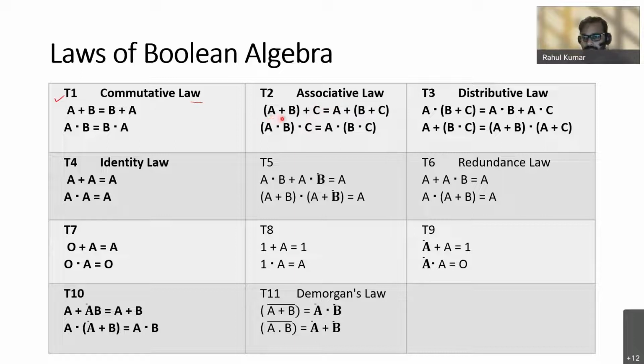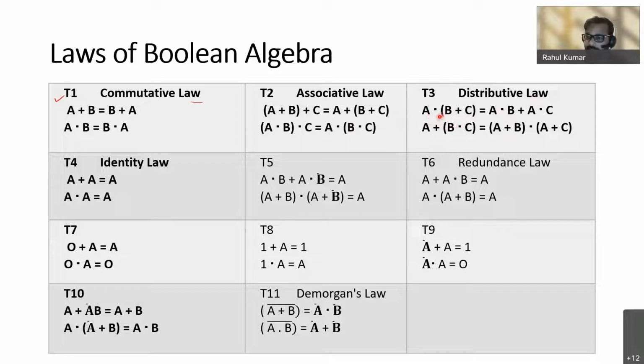The associative law is (A plus B) plus C. It can be written as A plus (B plus C). And the same thing is for dot. If you have (A dot B) dot C, you could also write it as A dot (B dot C). Right? So you can just rearrange your Boolean function. The third theorem is your distributive law.